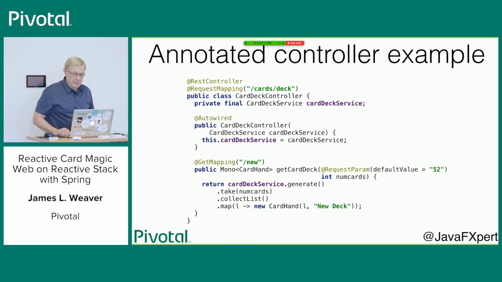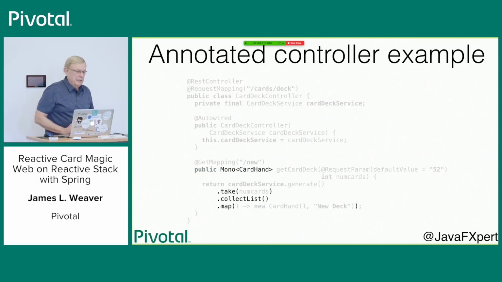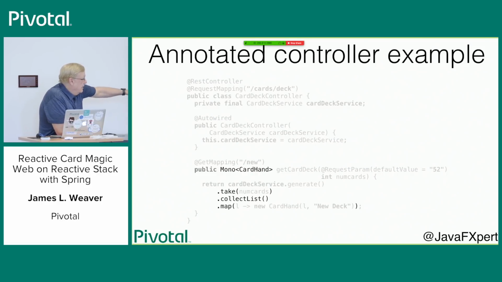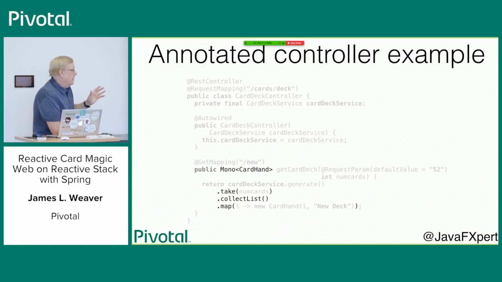And then here we use some operators like take, collect, list, and map. Those are all reactive operators in Project Reactor that allow us to take this mono of card hands, which is 0 or 1 card hands, card hand being an element that represents a hand of cards, which would be the individual cards plus the name of the hand. And so as far as an annotated controller, it all looks the same as Spring MVC, except we're returning some publisher, some reactive type, either a mono or a flux, with some generic type, card hand or whatever. And then in our method we are using reactive operators like take, collect, list, and map.